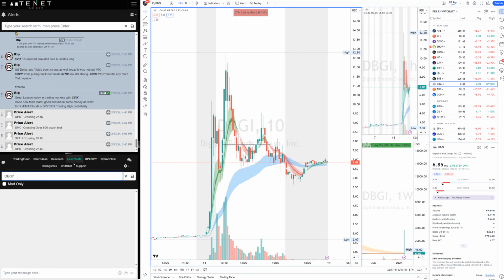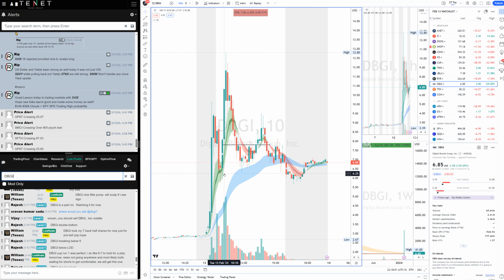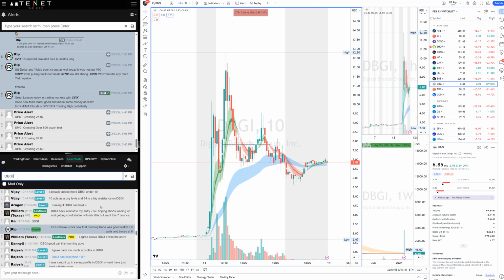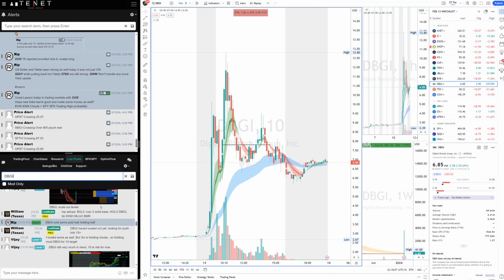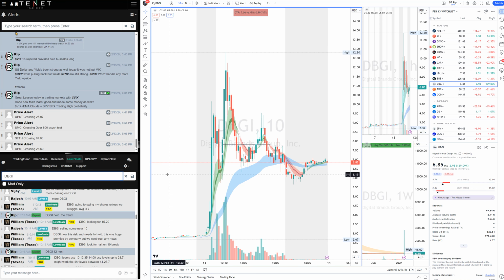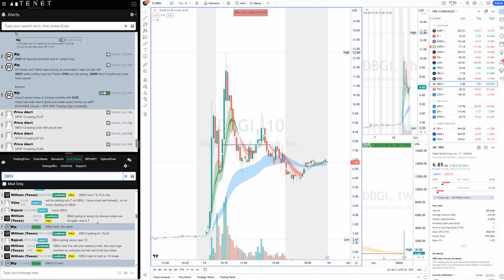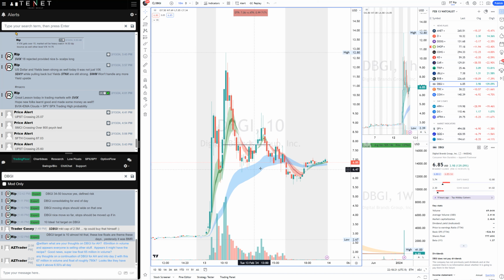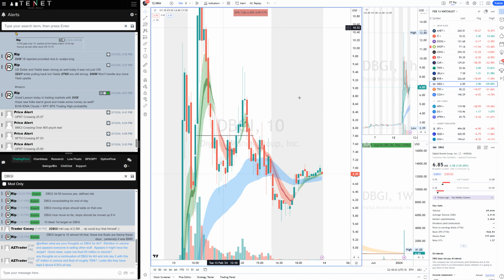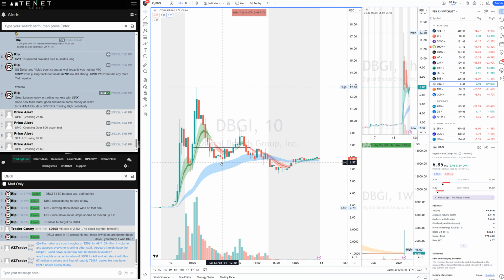Initially, our low float traders, William and everybody, were on top of it. They traded it from $6 all the way to $12. You can see all their guidance all day here on DBGI, and that was really nice. But what I traded on DBGI was this end of the day move, guys. If I go to a smaller time frame, this gives me a level to trade, $7 right here.